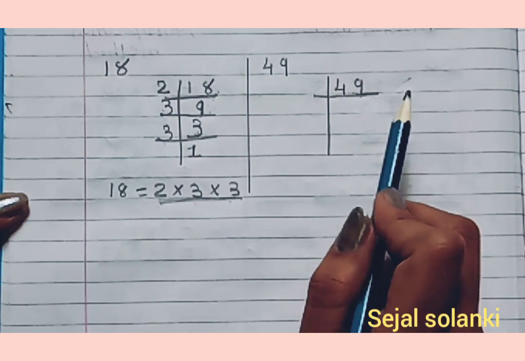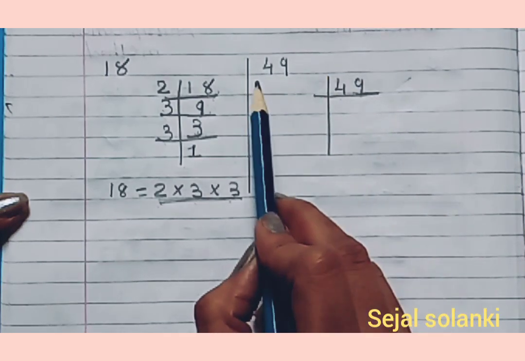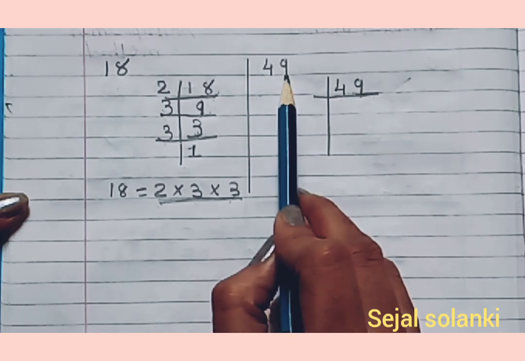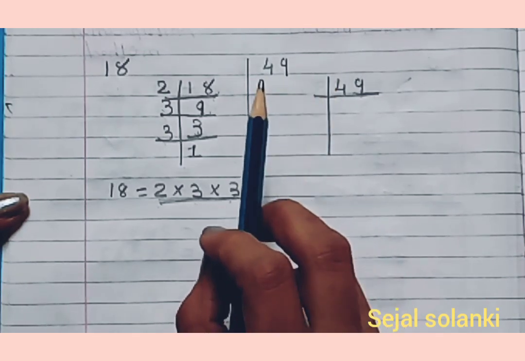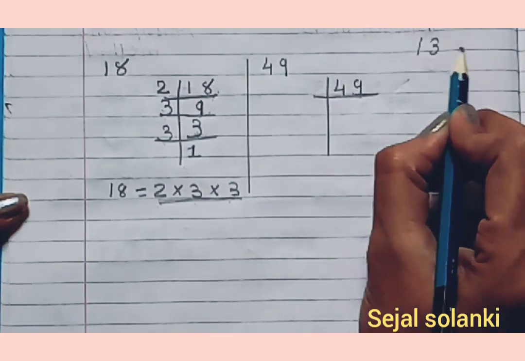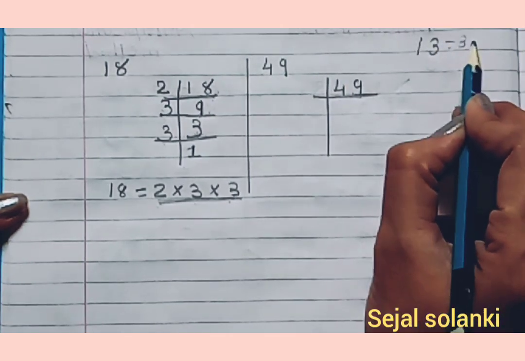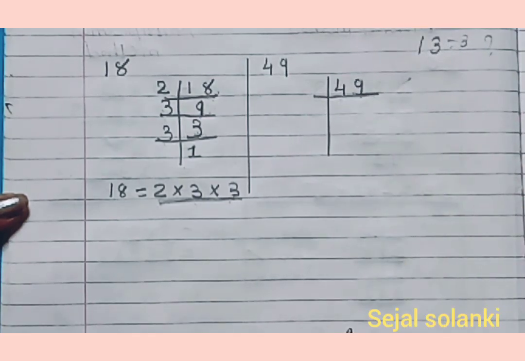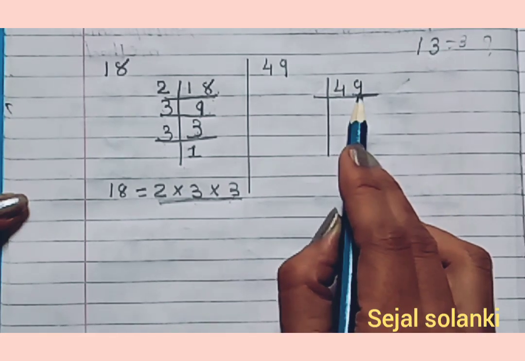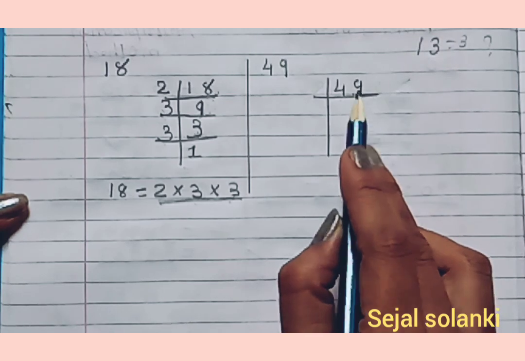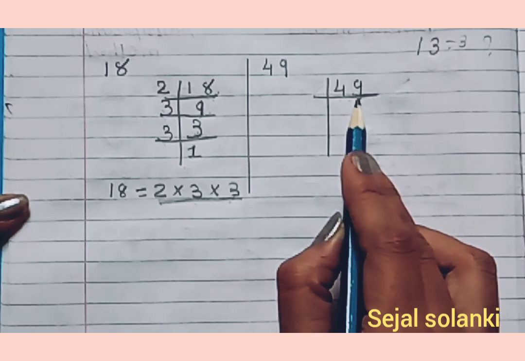To check, what will we see? Divisibility of 3: 4 plus 9 is 13. 13 cannot be divided by 3 without remainder, so 3 is not possible. Divisibility of 5: the ones place should be 0 or 5. This is 9, so this number cannot be divided by 5.